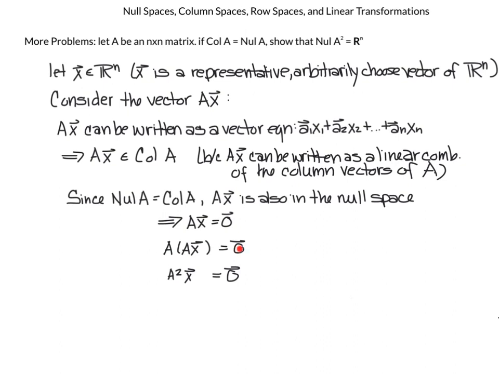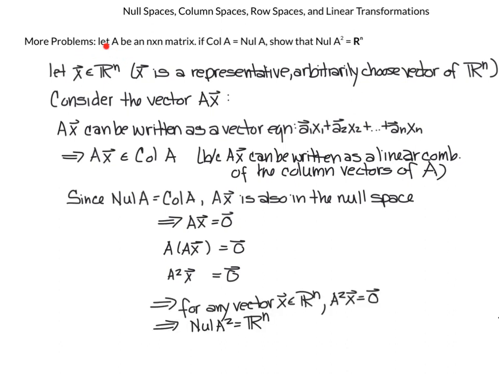We can multiply both sides of the equation by A, and we get A times Ax equals, well, A times 0 is 0. And now, because these are three matrices, even this vector is a one-dimensional matrix, and matrix multiplication is associative, we're going to do A times A first. So A squared times x is equal to 0. That means for any vector x in Rn, A squared times x is equal to 0, which means the null space of A squared is equal to the entirety of Rn.